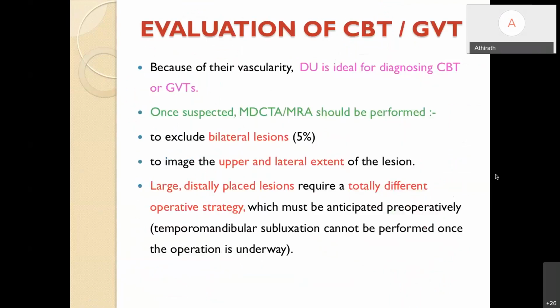Next indication is in the carotid body tumor or the glomus vagale tumor. Duplex ultrasound is ideal for diagnosing carotid body tumors, but whenever you suspect one on duplex ultrasound, it should be further confirmed by either a CT or MRI. You can't come to a conclusion based only on duplex ultrasound. Why is it? Because CT or MRI will help you in diagnosing bilateral lesions and the extent of the lesion. Why is the extent of the lesion very important? Because whenever there is a large, distally placed lesion, your surgical strategy will entirely differ, because you need to plan preoperatively for a temporomandibular subluxation for a distally placed lesion. Your duplex will not give information about the extent of the lesion.